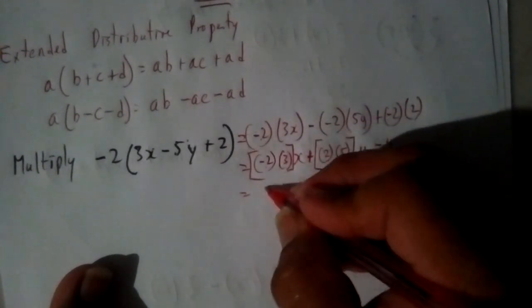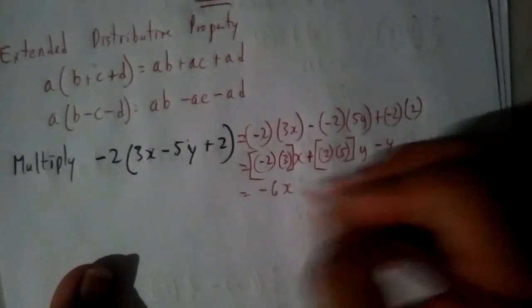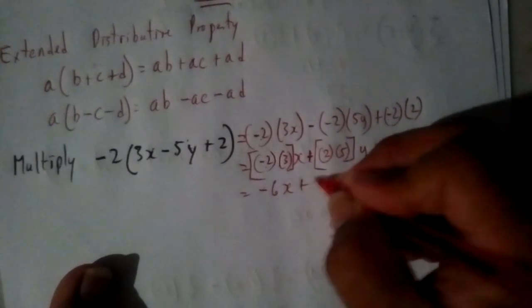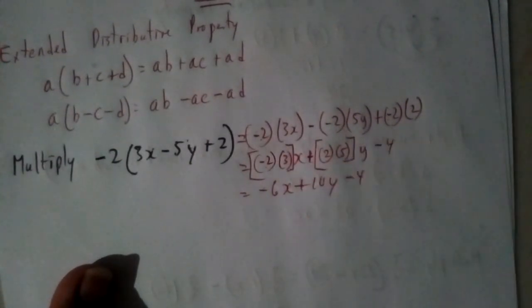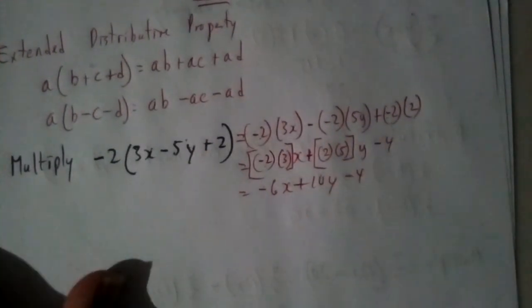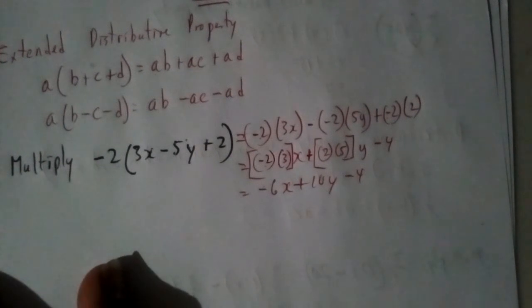This gives me -6x. Here we get plus 10y minus 4, and so we get the solution for that particular problem. Okay, so it's not that difficult so long as we apply the rules. Okay, so that's for multiplying using the extended property.